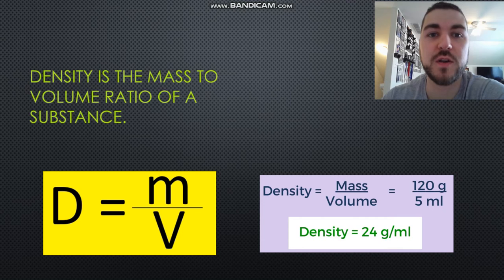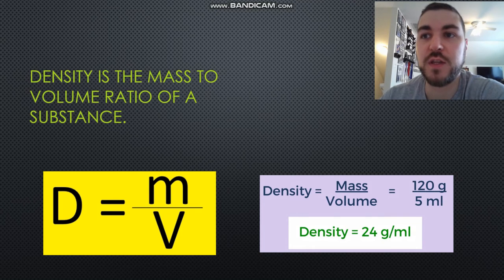So let's get started by just looking at the definition and the formula that's going to be used for this. So density is the mass to volume ratio of a substance, and it's usually going to be represented by the formula D equals m divided by V, or density is equal to mass divided by volume.